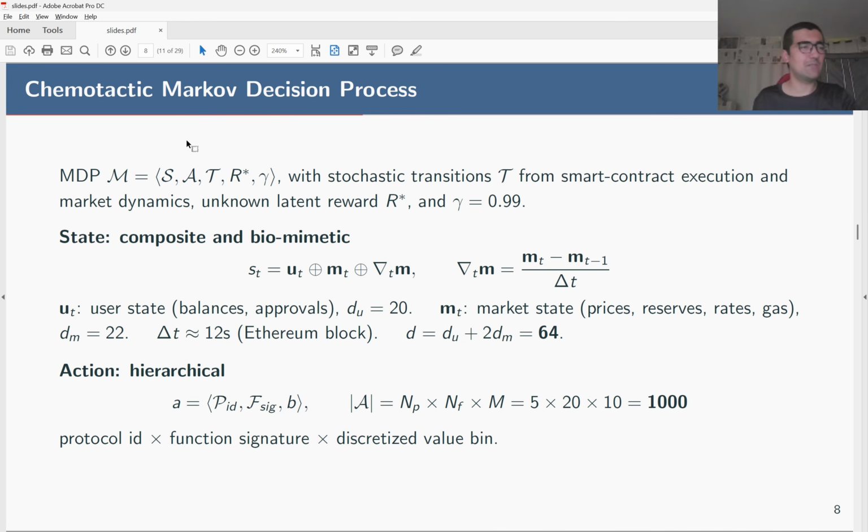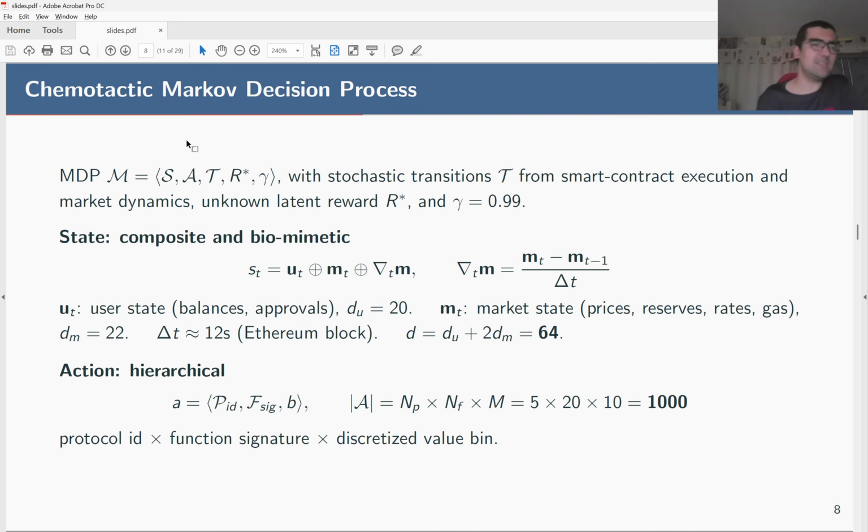We formalize the environment as a Markov decision process. The transitions are stochastic. They come from smart contract execution and market dynamics like reserve updates and changing lending rates. The true reward is unknown, and we use a discount factor gamma of 0.99. The state is where the chemotaxis ideas show up concretely. It's a composite vector with 3 parts concatenated.